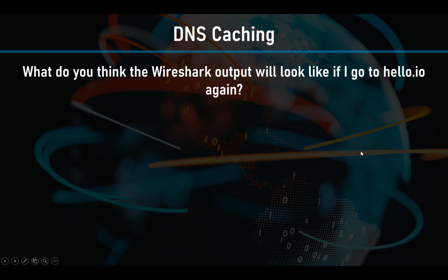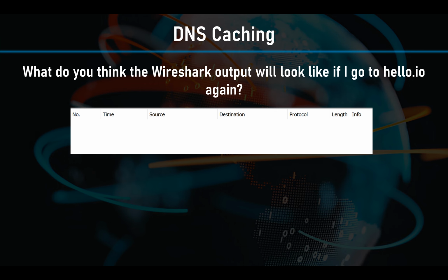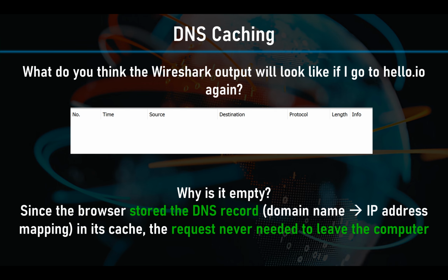So because of that, I guess that's why caching is important. Now let's think what's going to happen if, what's going to be the output of Wireshark if again I go to hello.io within 1 minute. If we look, actually it's just empty, and try to think about why it's going to be empty. The reason it's empty is that the browser has stored that DNS record, the domain name mapping to the IP address, in its cache, so the request never had to leave the computer.